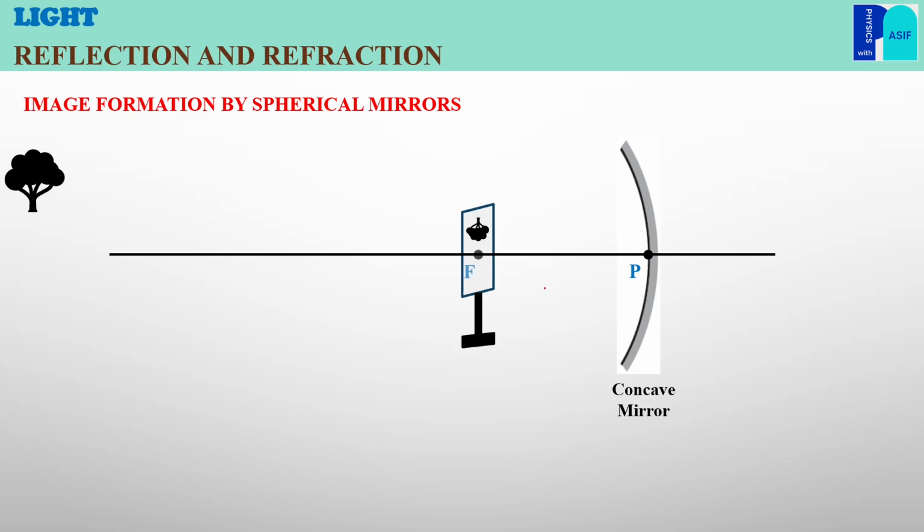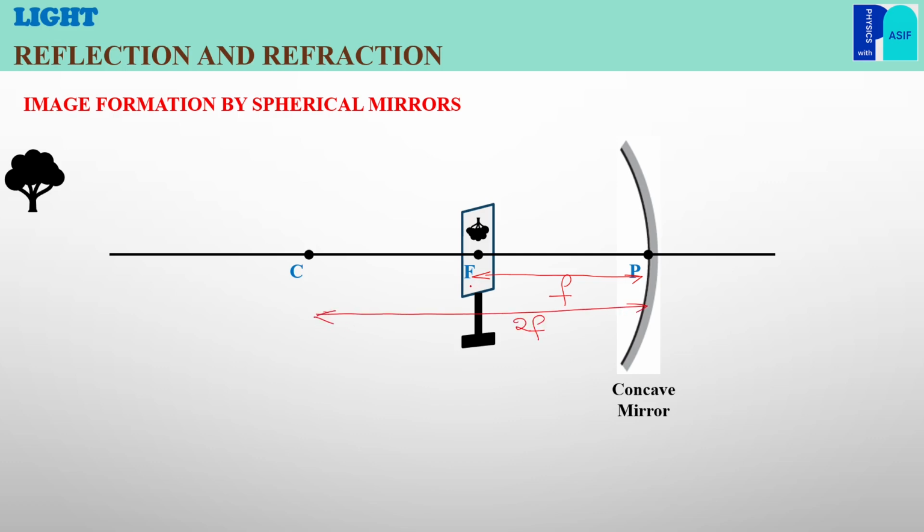Then this will be the principal focus of the concave mirror, that is capital F. The distance between the principal focus F and the pole P is the focal length of the concave mirror. Now you measure the distance that is twice the focal length and mark the position, which will be the center of curvature of the concave mirror. Therefore, the distance between C and P is 2F.